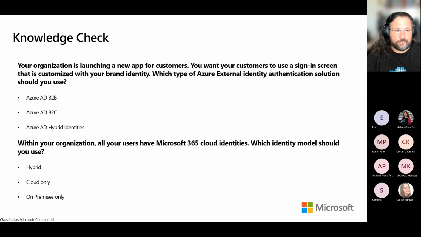I would preferably go the cloud only model. They say all your users have 365 cloud identities. But again, we know we can cross out on premise only, and it could be hybrid, but we don't know anything about the organization. And I've seen very large organizations with cloud only, and it works beautifully. It's actually better. It's more secure.